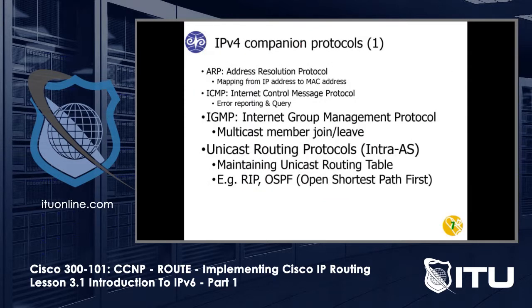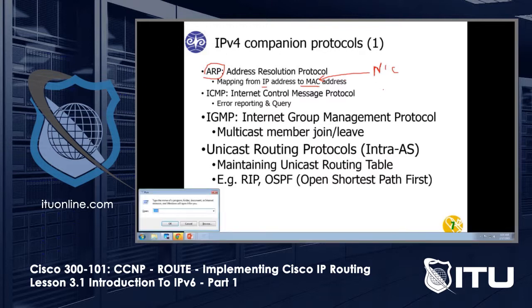Okay. Now, IPv4 has some companion protocols. I told you about some of these already. For example, the address resolution protocol, which will map an IP address to a MAC address. Okay. Your network card, your NIC, has a MAC address assigned to it, and that MAC address is the one that needs to have an IP address assigned. You cannot have an IP address assigned to nothing.